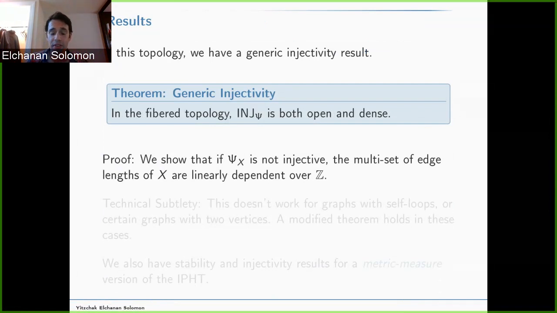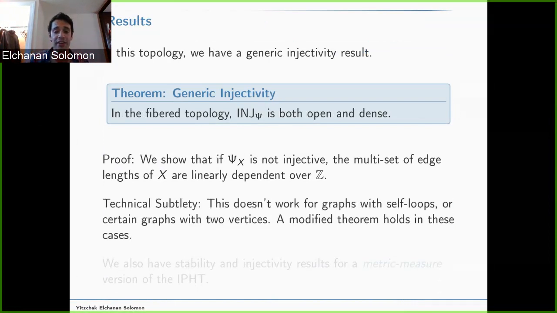So in other words, this set, Inj sub psi, contains the complement of all these hyperplanes, which are described by these linear edge relations. And that is in each fiber an open and dense set, and thus in the disjoint union topology an open and dense set. I should also add, as a technical subtlety, this doesn't always work.